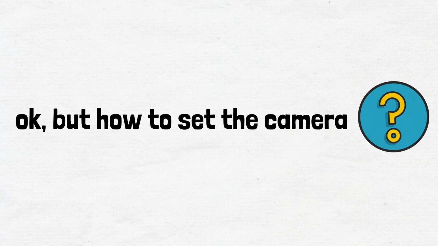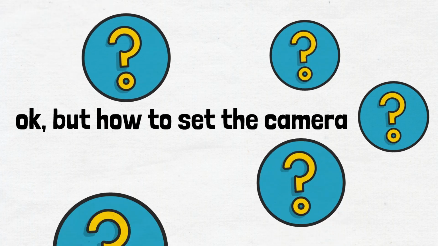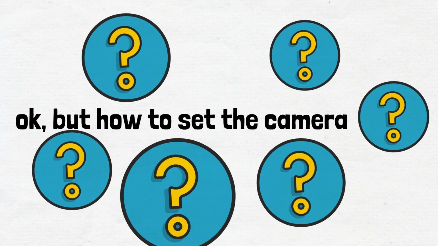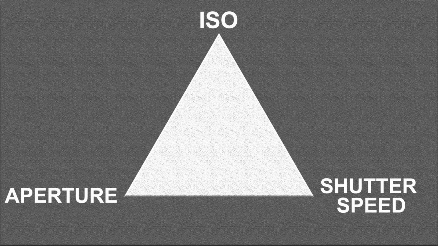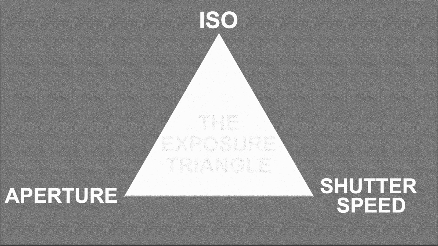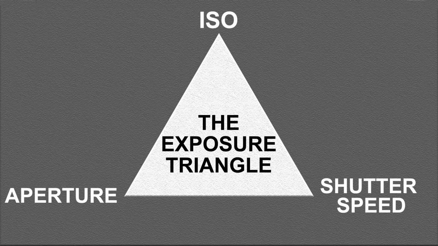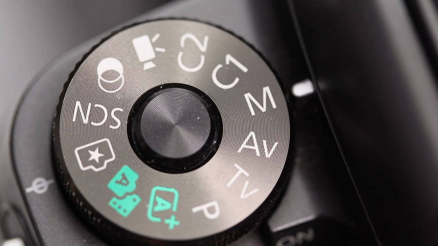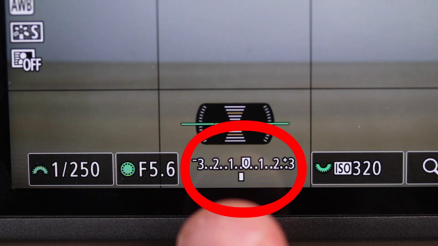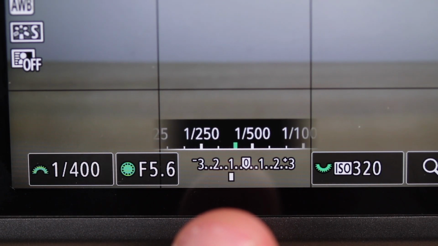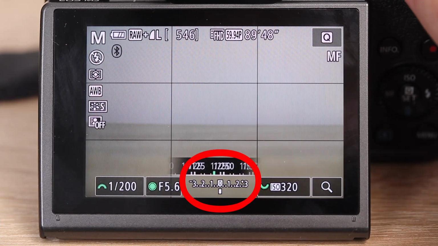Now, I'm not gonna leave you like this. I'm gonna show you how to set the camera in manual mode. It's not that complicated, you're gonna see. Everything that we talked about, aperture, shutter speed, and ISO, create something that is called the exposure triangle. All digital cameras that have manual mode display something that is called the exposure indicator. It shows us how lit or how dark will be the photo that we're gonna take.